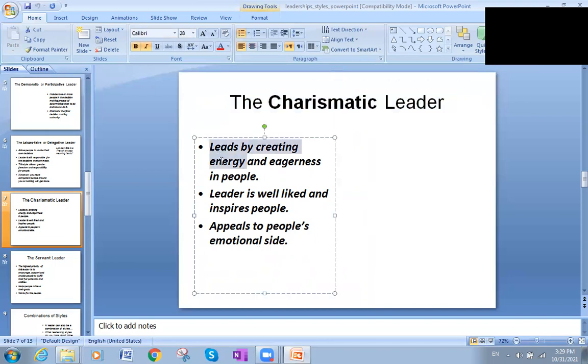He leads by creating energy and eagerness in people. So he makes the people have eagerness to do his decision, or what he said regarding the work, so the people will do it voluntarily, and they will do it with eagerness. They feel enthusiasm to do it.